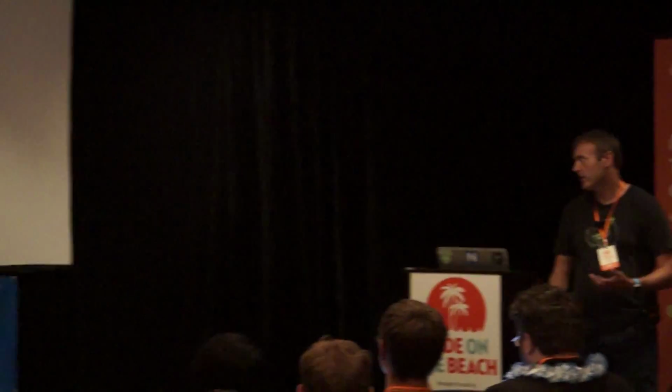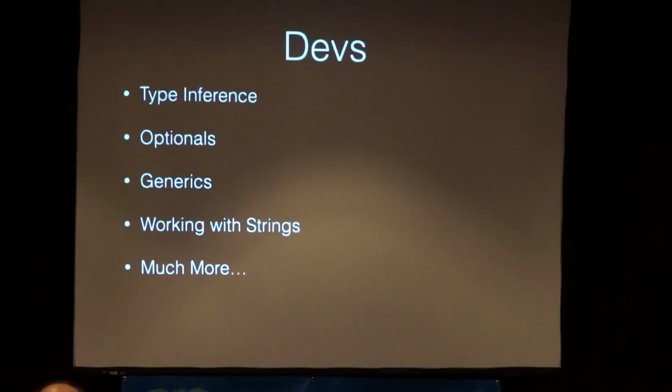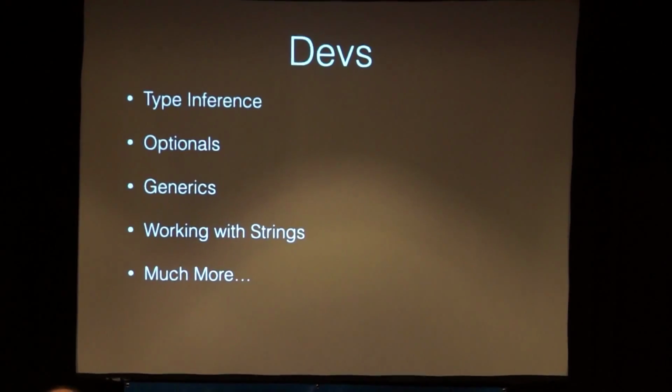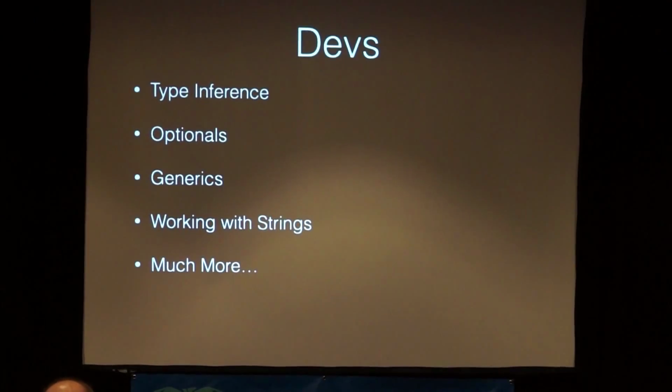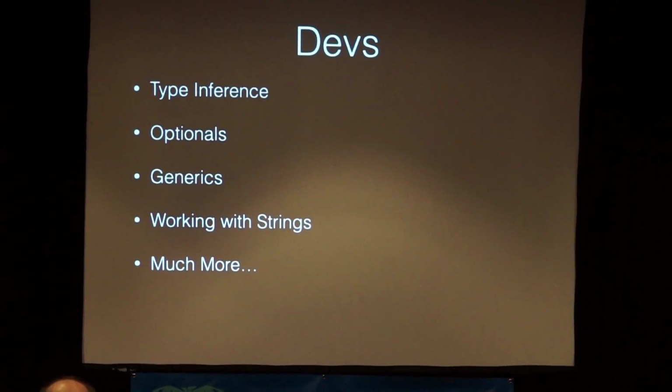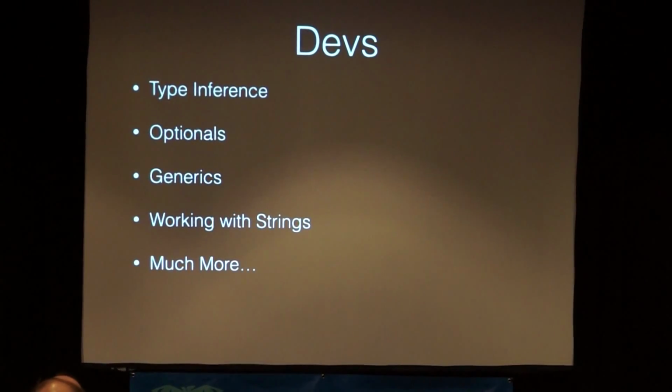But when developers started taking a look at it, they started looking at some of the things that actually matter to them. Type inference, optionals, generics is obviously a big thing, especially if you've done any work in the C# type of world. And this is a funny one for me to even put up here, but it's working with strings. Anybody that's done anything with Obj-C, and there were quite a few of you that raised your hands, working with strings was just awful. I mean, it was so much I wanted to pull my hair out. There was obviously a lot more.